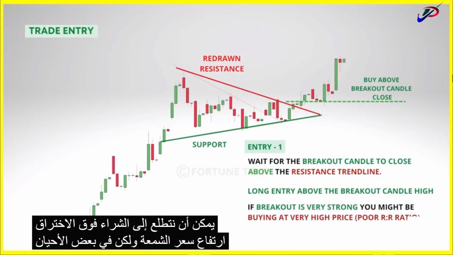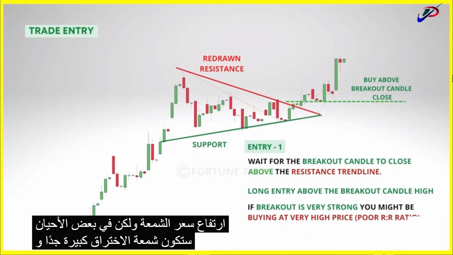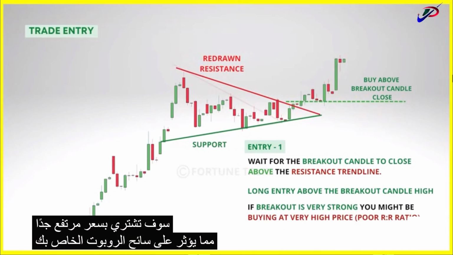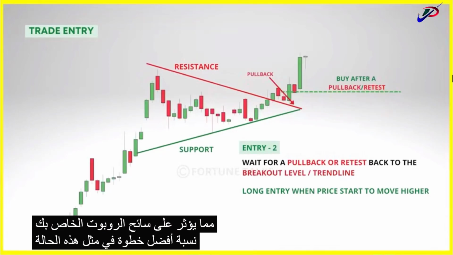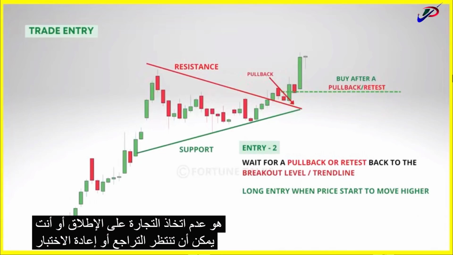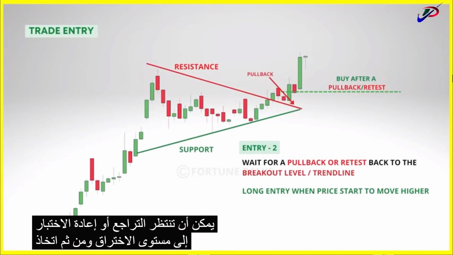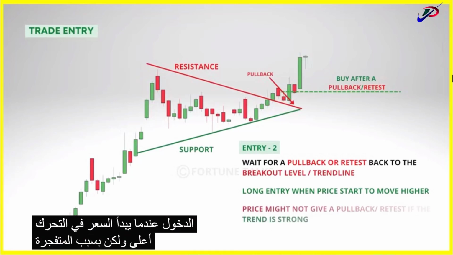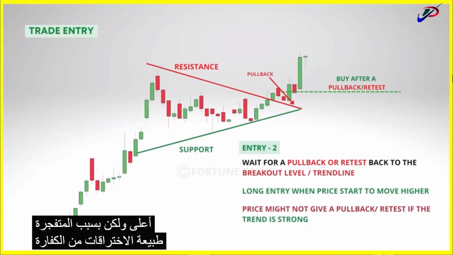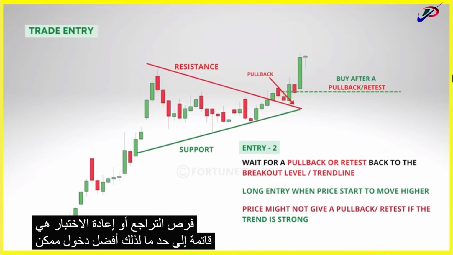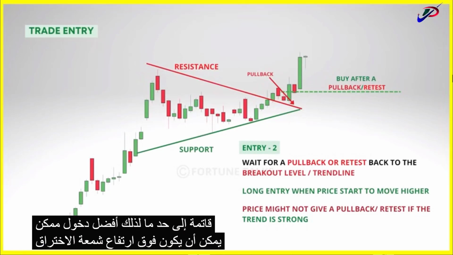But sometimes the breakout candle will be too large and you will be buying at a very high price, thereby affecting your reward to risk ratio. The best move in such a situation is not to take the trade at all, or you can wait for a pullback or retest back to the breakout level and then take an entry when the price starts to move higher. But because of the explosive nature of breakouts from the pennants, the chances for a pullback or retest are fairly dim. So the best possible entry could be above the breakout candle high.